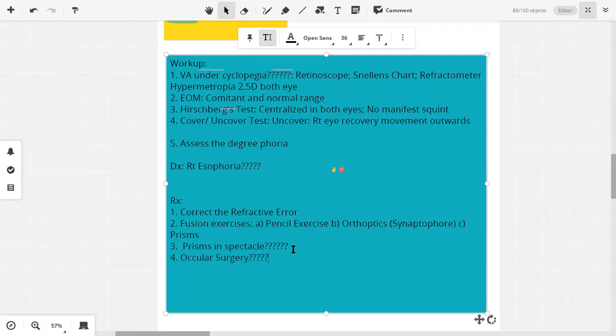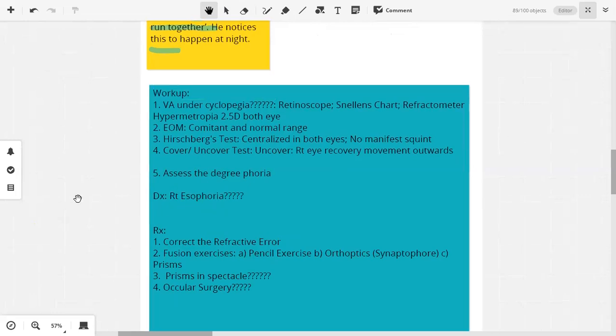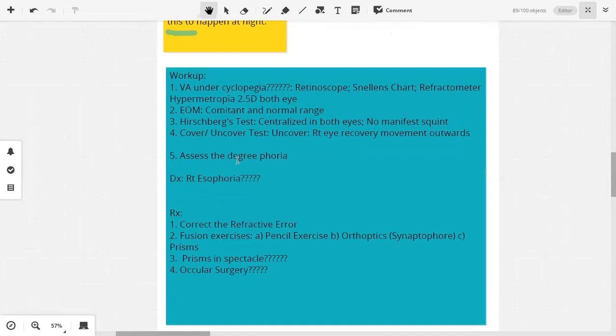So let's make sense of this khichdi that we have just cooked up. How can we use prisms in spectacles? Why? How do we assess the degree of phoria? When we followed that flow chart, we did these first four examinations and we were able to reach a diagnosis. Now, there's another investigation we need to do because it's important for us in treatment. How do we assess the degree of phoria? Using prisms, we perform the prism cover test.